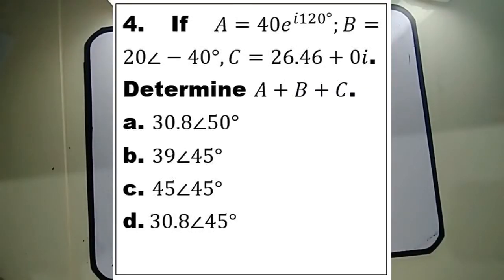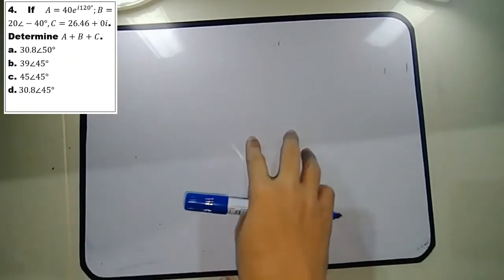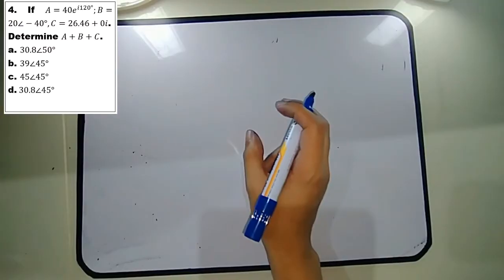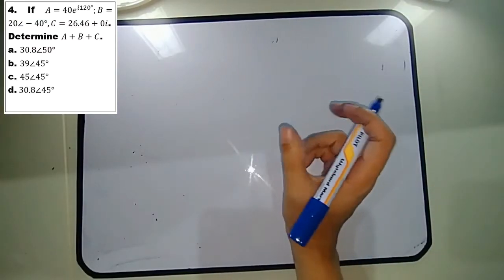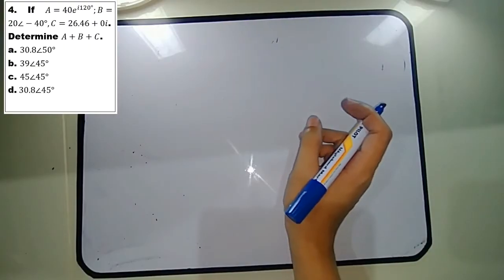So next problem, guys, we have here if A equals 40 e raised to i 120 degrees, that is exponential form. B equals 20, angle negative 40 degrees. C equals 26.46 plus 0i. Determine A plus B plus C. So first step, guys, let's convert all of them into rectangular form. Then convert to polar form, because the choices are all in polar form.